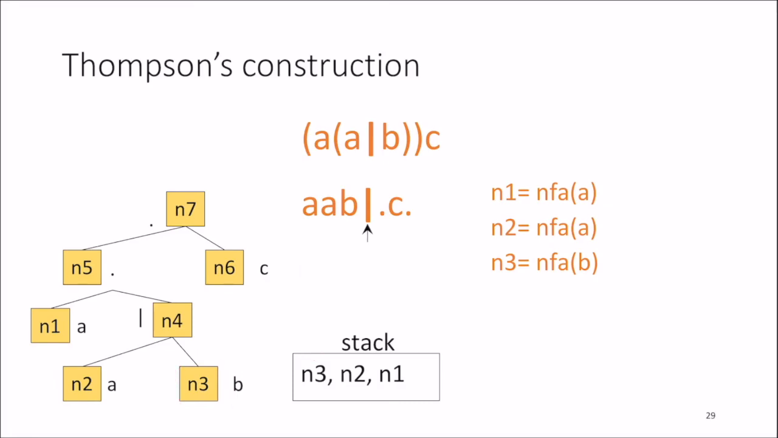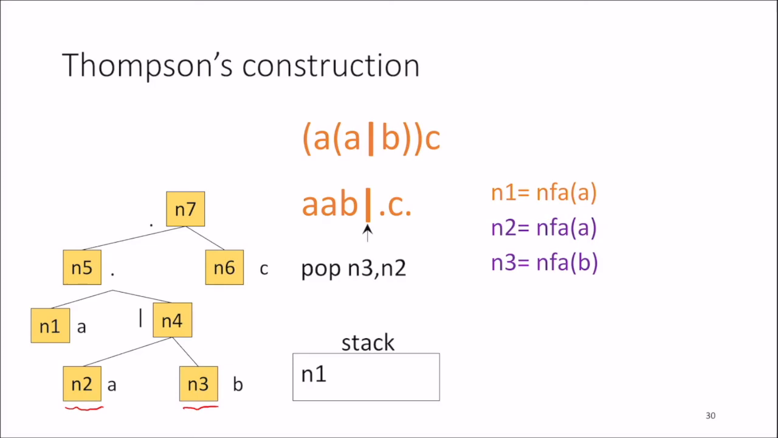Now the next step is to process the alternation operator. We know that the alternation operator takes 2 arguments, right? So we want to supply those 2 arguments to the alternation operator so that we can build the NFA for the alternation from 2 NFAs. What we do first is we pop its 2 arguments, which are N3 and N2, out of the stack. Those come out of the stack and are given as input to the Thompson rule that constructs the alternation NFA, right?